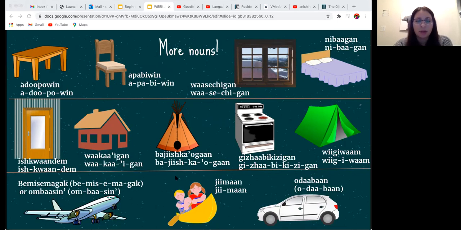Teepee. So bajish. Bajishka. And we got another glottal stop. Ogan. Bajishkaugan. Bajishkaugan.